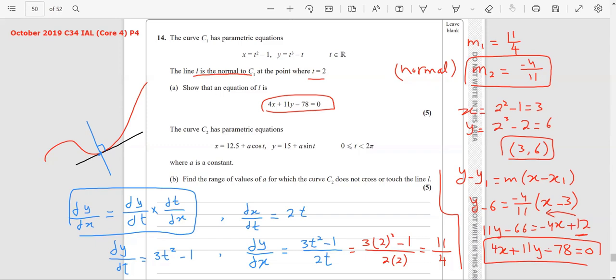So let's work on part B, and you need to pay attention very well to this part. In part B, we need to get, so let's clear the board first.